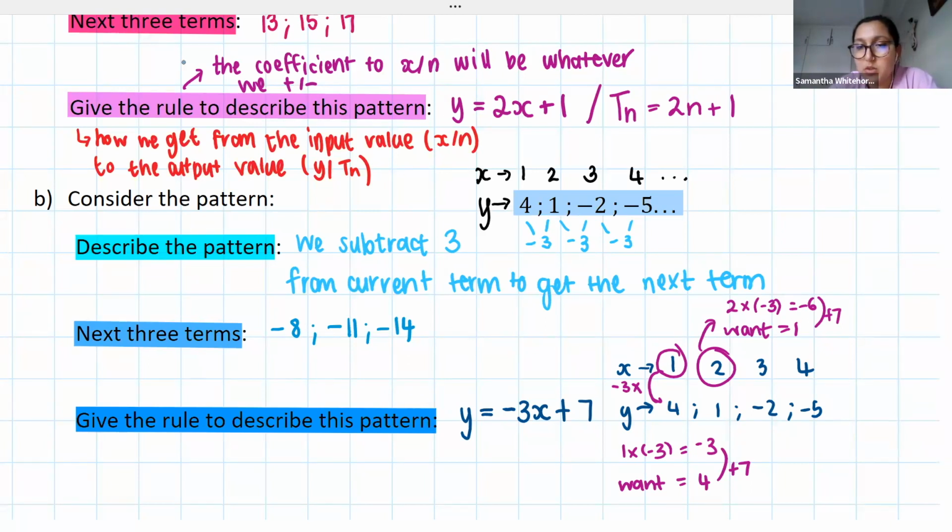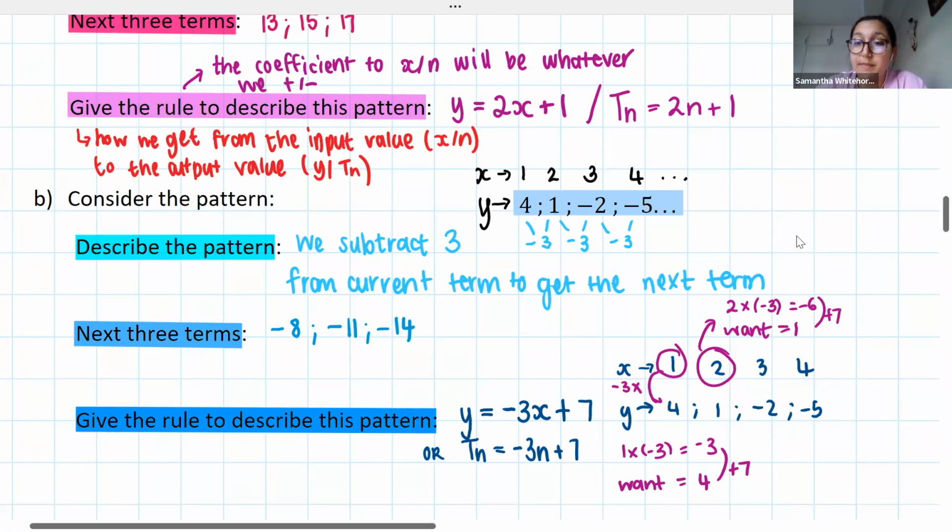We can double check with the next one if we're not entirely sure. 3 times -3 is -9. -9 plus 7 is -2. So we can always keep checking if we're not 100% sure. But our rule here is exactly that. If you're going to use Tn, Tn is equal to -3n plus 7. I don't mind which one you use, completely up to you. They both mean exactly the same thing. Even if we are subtracting values, as long as it's the same value each time, nothing changes. We can follow exactly the same steps as what we did before.